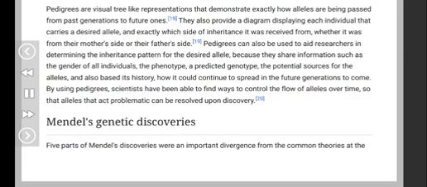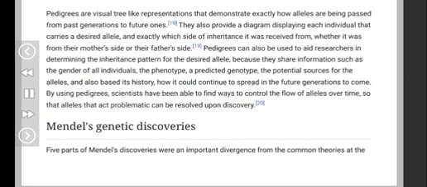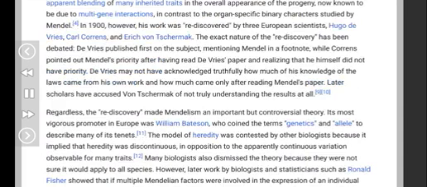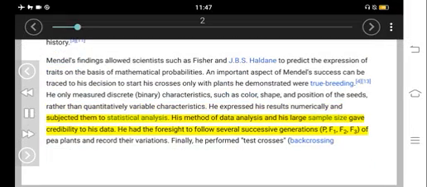Finally, he performed test crosses, backcrossing descendants of the initial hybridization to the initial true breeding lines to reveal the presence and proportions of recessive characters. He expressed his results numerically and subjected them to statistical analysis. His method of data analysis and his large sample size gave credibility to his data.